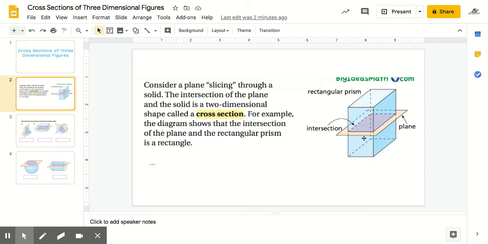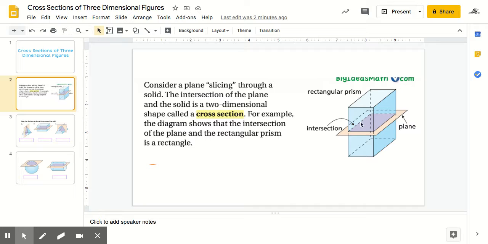So if we look at this diagram here, we see this blue object. This blue object is a rectangular prism. This rectangular prism was cut in half by this orange plane. Okay, it was sliced in half. When we slice that in half, it creates another shape. Okay, and it creates a two-dimensional shape. So remember, the rectangular prism is a three-dimensional shape, but when we slice it in half, it creates this two-dimensional shape right here, which is purple.